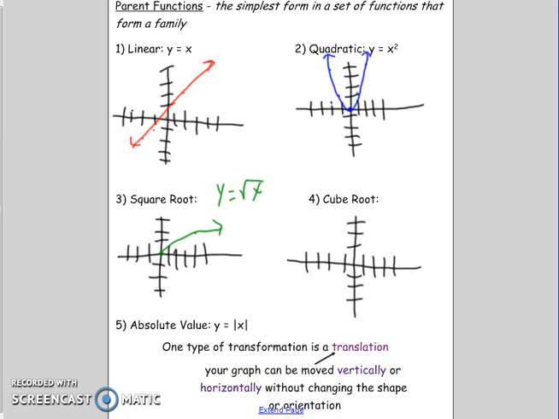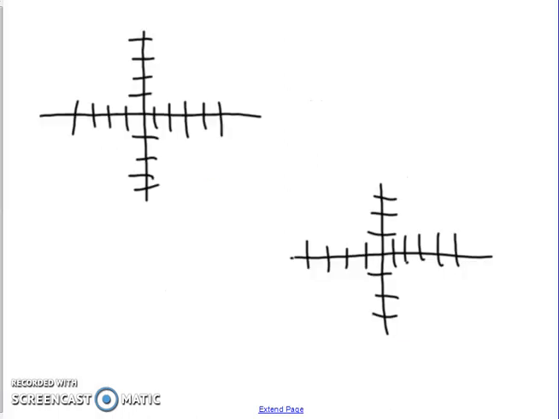Okay, you have a cube root function, which would be y equals the cube root of x. And that, again, is going to go through 0, 0. And that's going to be like a snake. Then the absolute value, which is y equals absolute value of x. Again, it's going to go through 0, 0. And that's like the V.